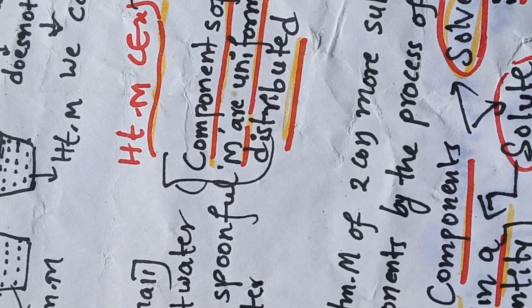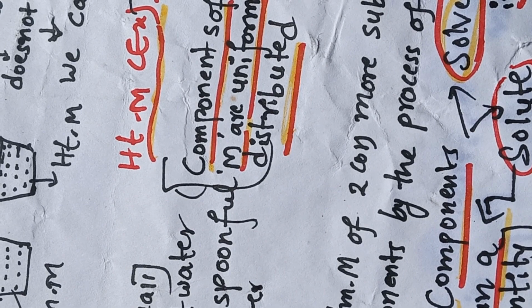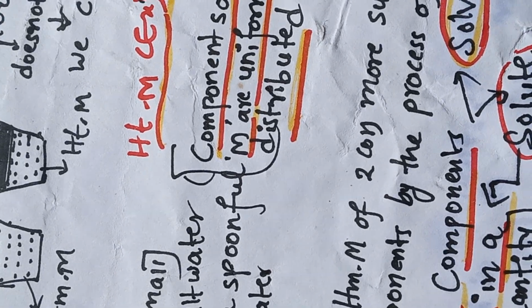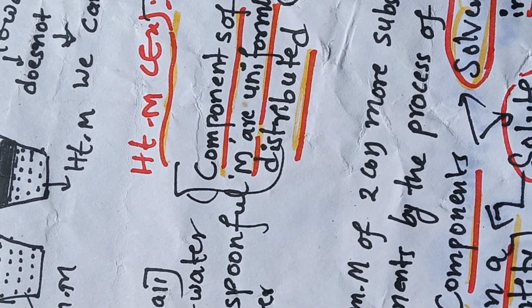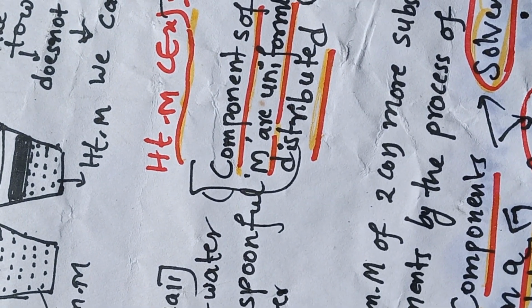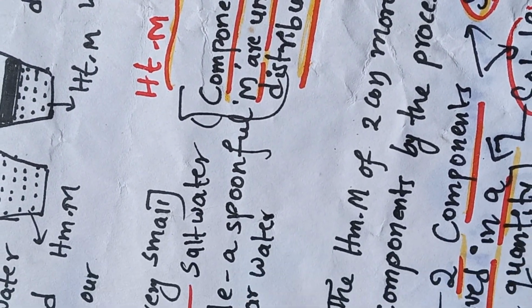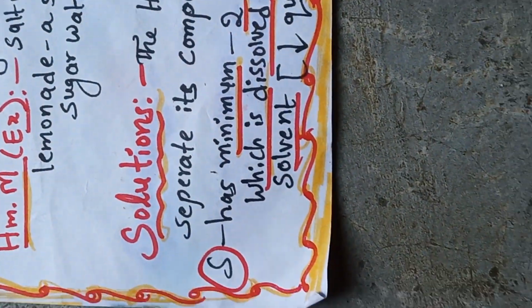In homogeneous mixtures we cannot separate the components by the filtration method. Those are the solutions. When we add salt to water, after some time the salt will dissolve, and if we filter, the salt will not be separated. Like that, such substances are known as solutions.